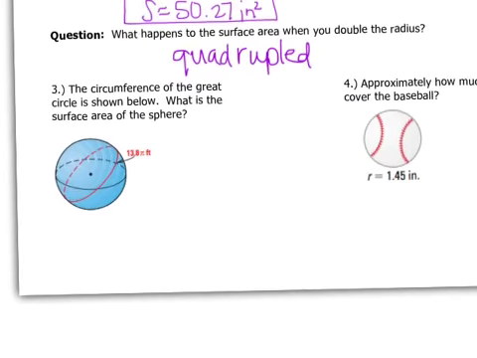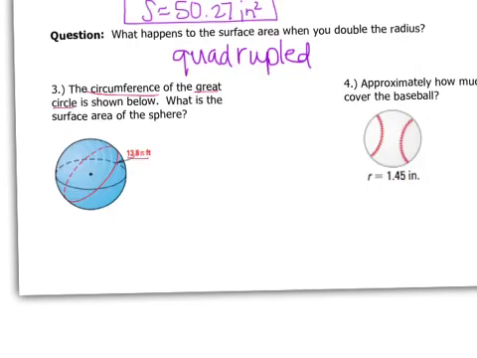Number 3 says the circumference of the great circle is shown. The great circle just means around the outside of the sphere. So we are told the circumference of that is shown. We have to find the surface area of the sphere.